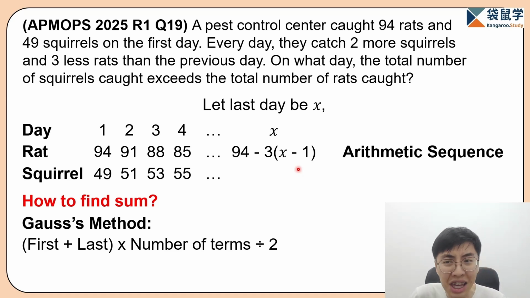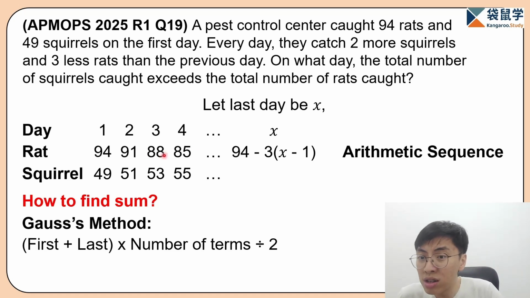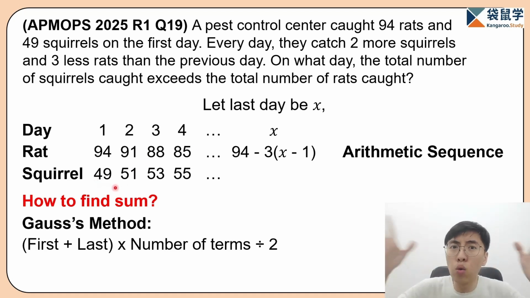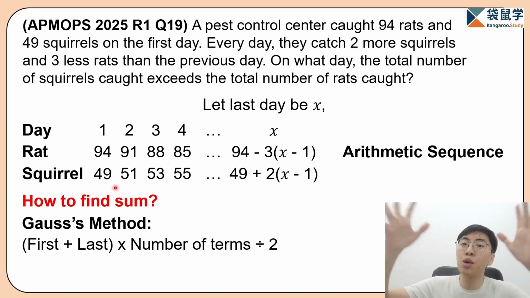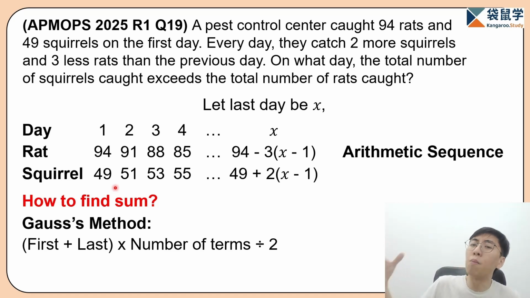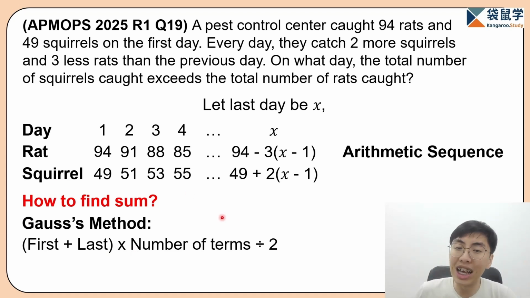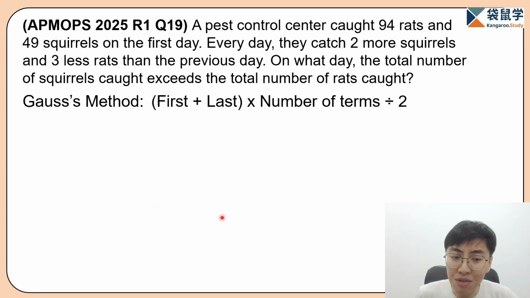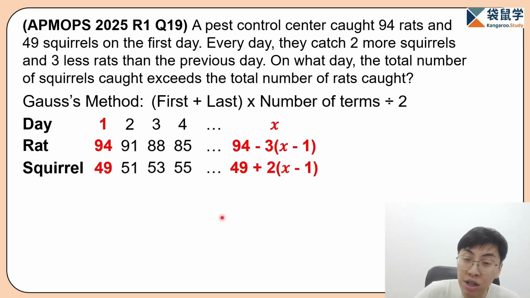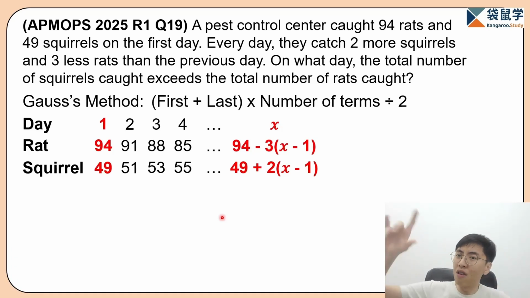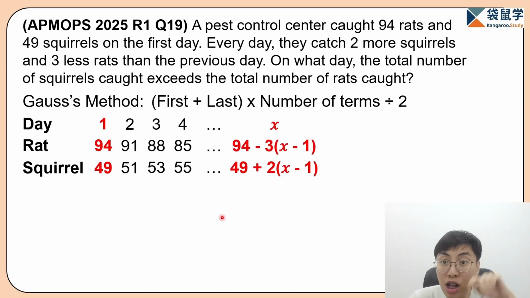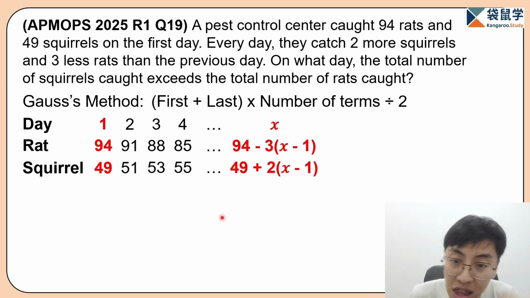And with that being said, what about for squirrels? Squirrels every day increase by 2. So with that increase of 2, it is just going to be the first term 49 plus the number of gaps times 2. So now I have found the number of rats and squirrels on the last day. Now we are able to apply our Gauss method to find the sum. Just now we found that the rats and squirrels are as follows. The first and the last term, we are able to add them up, multiply, and divide by 2.